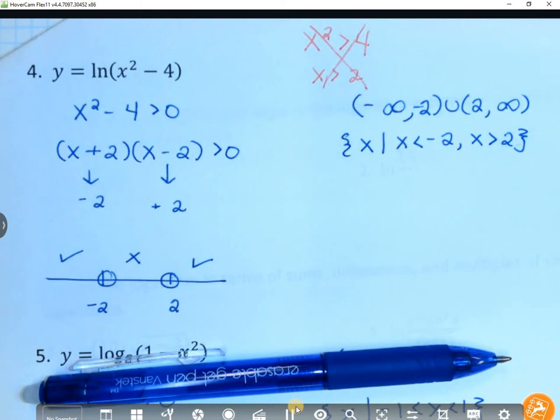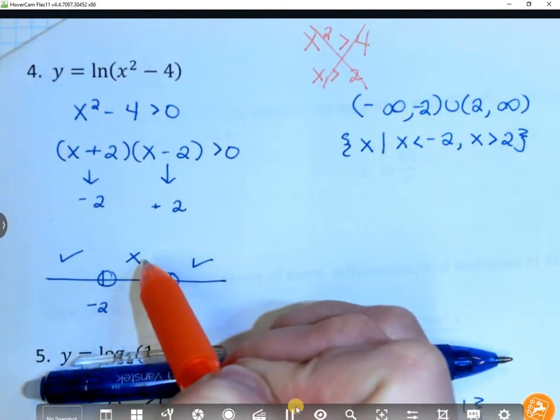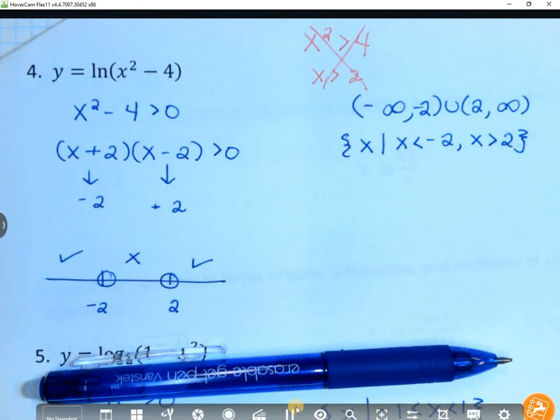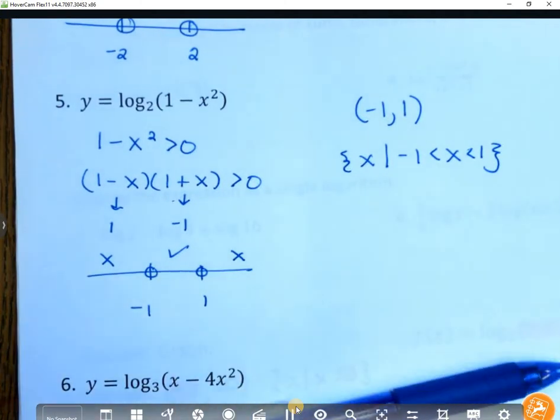Are there questions on this one? Because even if you said plus or minus 2 here, you're not actually greater than -2. You're less than -2. Okay, and then for number 5.